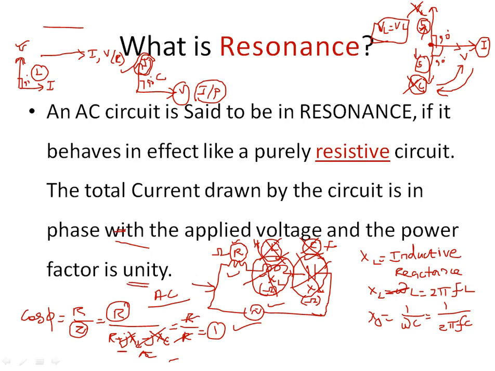What is the statement? The total current drawn by the circuit is in phase with the applied voltage. That is, if it is the voltage axis, then it will be the same current axis. What is the meaning of these two? The circuit will be resistive. That is statement number 1. Statement number 2 just resembles statement number 1. So that is the matter of resonance. These are all the basics of resonant frequency.